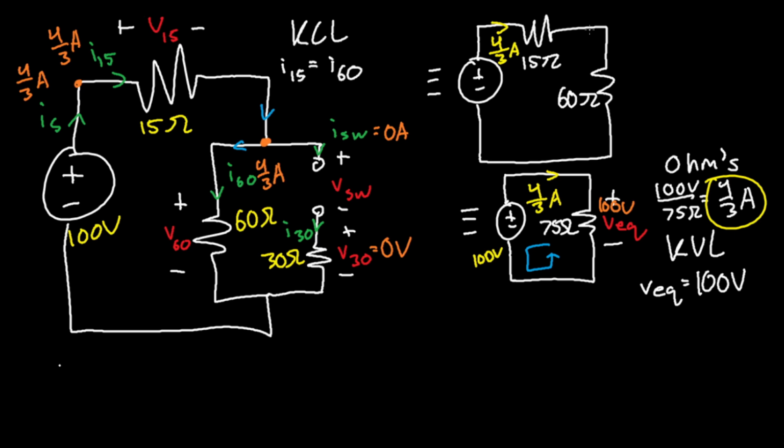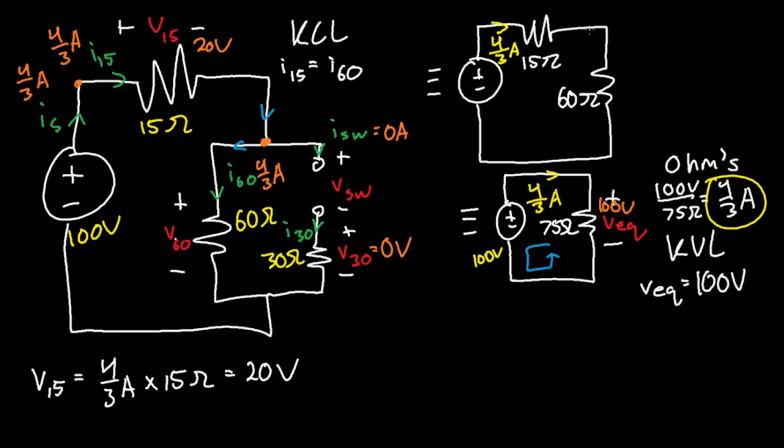V of 15. So how do you solve for V of 15? V of 15 is 4/3 amps times 15 ohms. Resistance times amps is equal to voltage drop, right? So 4/3 times 15 is 20 volts. So this right here is 20 volts.